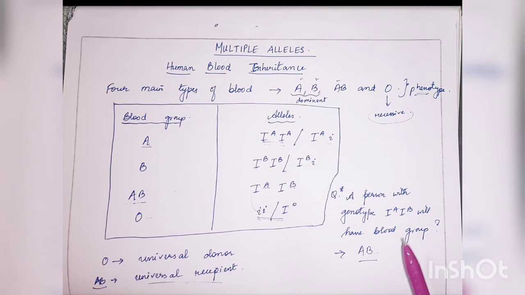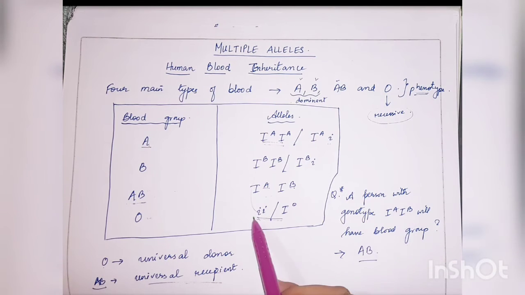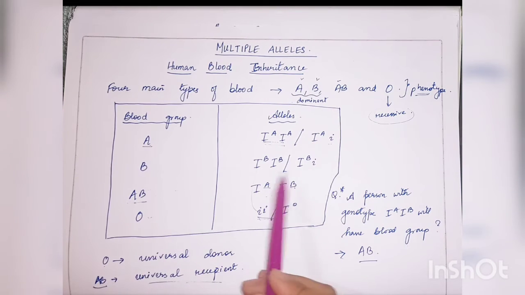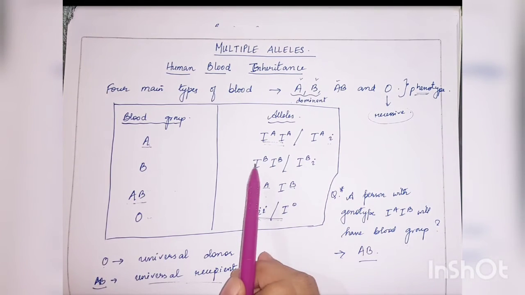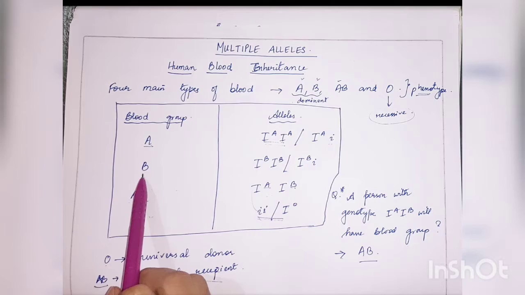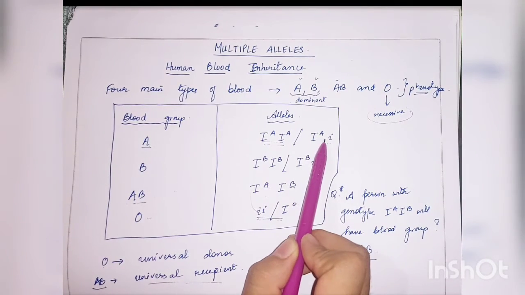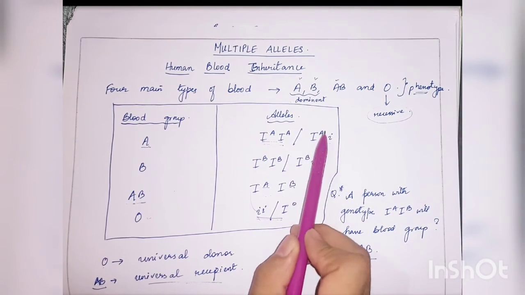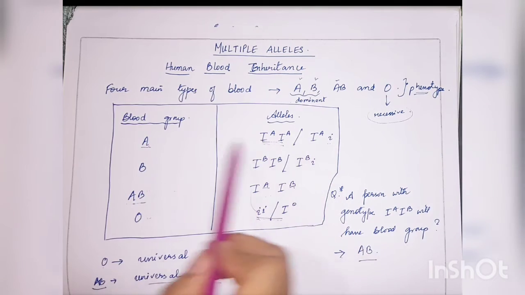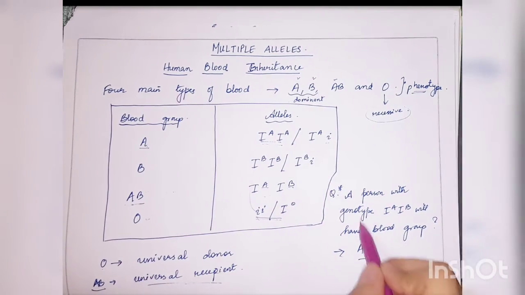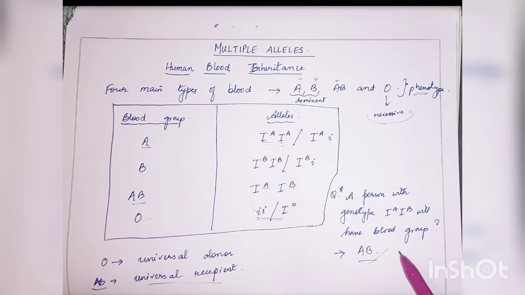So there may be questions like a person with genotype small i small i will have blood group O, okay? Now suppose if there is IB i, then it will be B. Or a person with genotype IA i will have blood group A. So similar types of questions may come in your exam, as multiple choice or short answer questions.